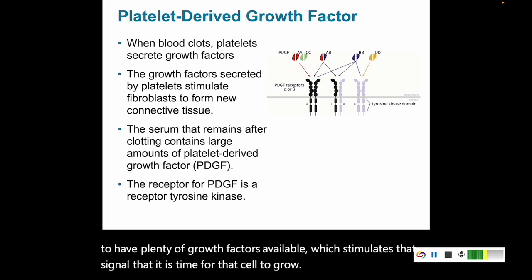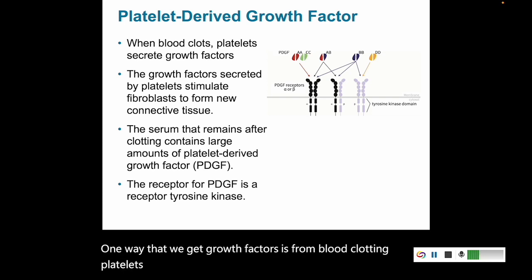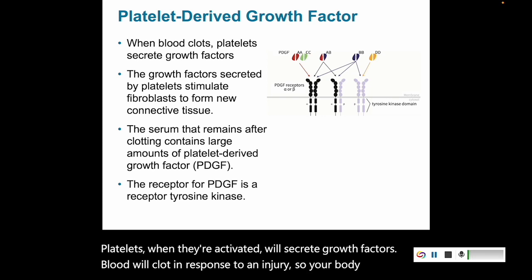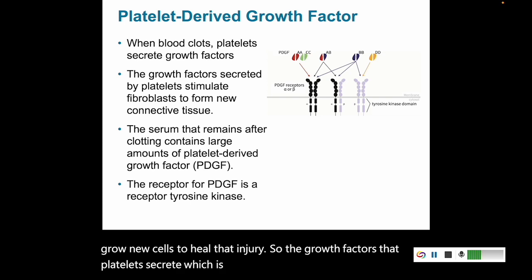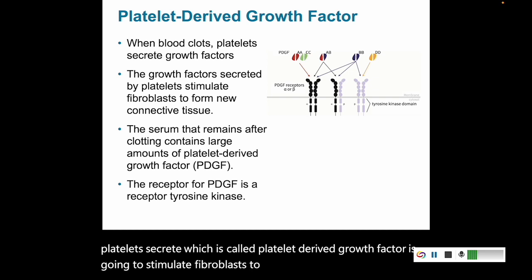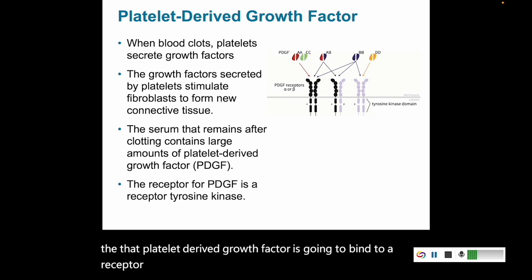One way that we get growth factors is from blood clotting. Platelets, when they're activated, will secrete growth factors. Blood will clot in response to an injury, so your body needs to grow new cells to heal that injury. So the growth factor that platelets secrete, which is called platelet-derived growth factor, is going to stimulate fibroblasts to form new connective tissue. And that platelet-derived growth factor is going to bind to a receptor that is a receptor tyrosine kinase.